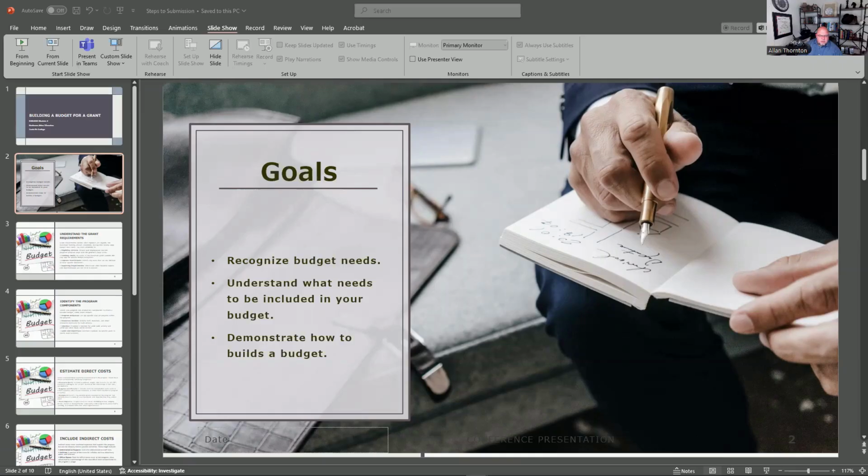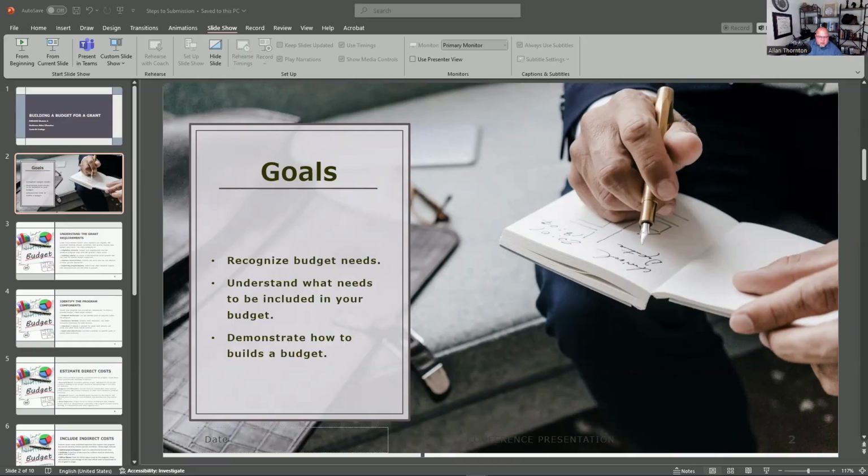A couple of things we're going to talk about is how to recognize what you need in your budget. What are your needs for your budget? That's very important because you're working on paying for and getting funding for a project or a program, something you're trying to do. You're applying for a grant, and in applying for this grant, you have to keep in mind that the grantor wants to see where the money's going. They're going to want to see a budget. So you're going to need to know what's going into the budget, where you need funding.